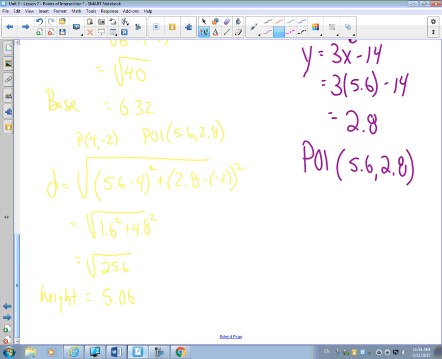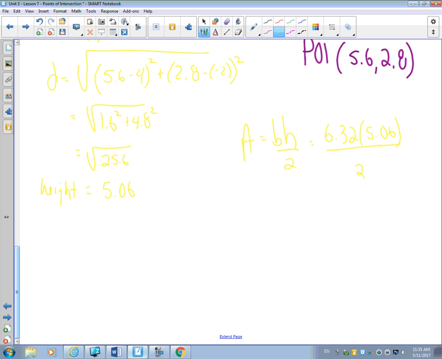Okay, so now we're ready. Therefore, the area is base times height divided by 2, or in our case, 6.32 times 5.06, all divided by 2, which gives an answer of approximately 16.0 units squared. Okay, now that's a long one. There's a lot of parts and pieces in there.